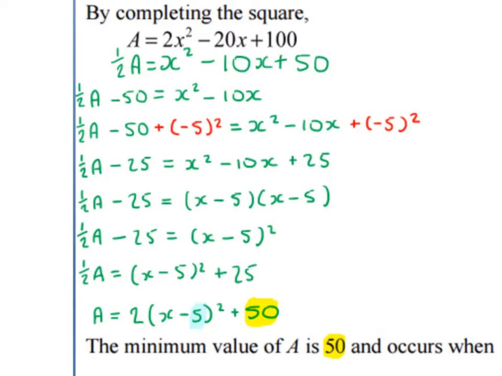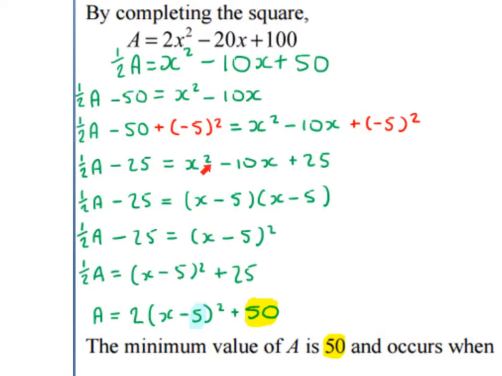Next, we're going to add half the coefficient of x to both sides. So our coefficient of x is minus 10, half of that is minus 5. So we add minus 5 squared to both sides. Make sure you use brackets. Minus 5 squared is 25. 25 minus 50 is minus 25. We bring down the x squared, the minus 10x, and again minus 5 squared is 25.